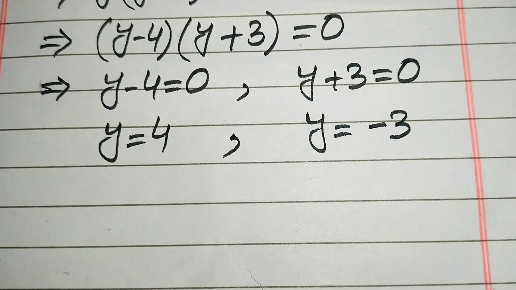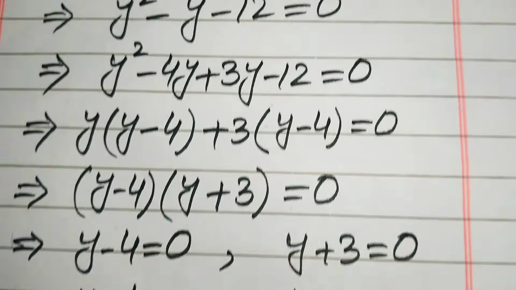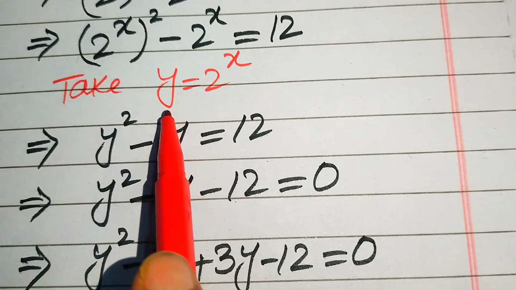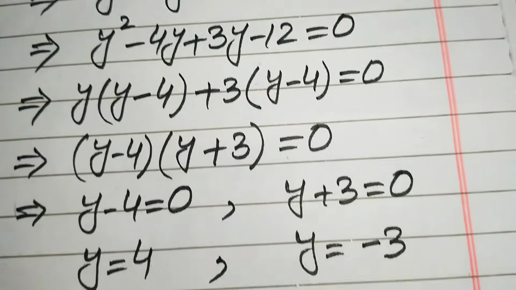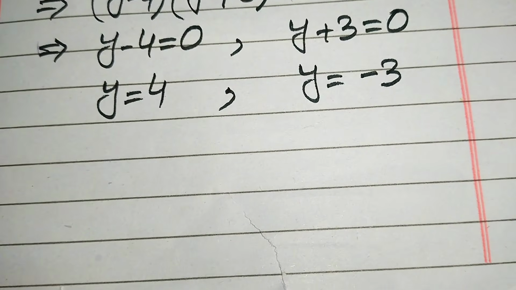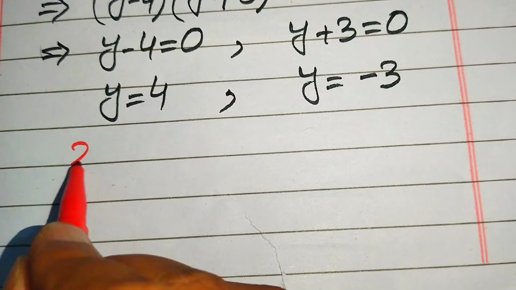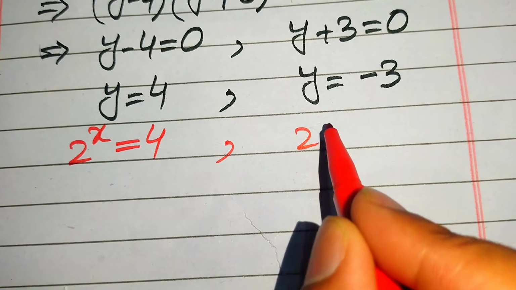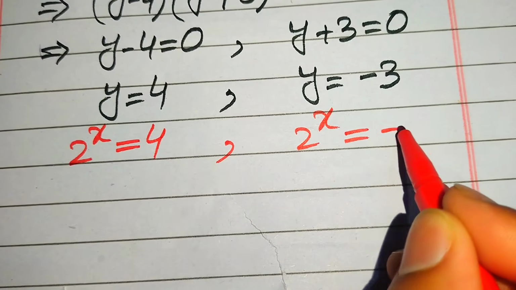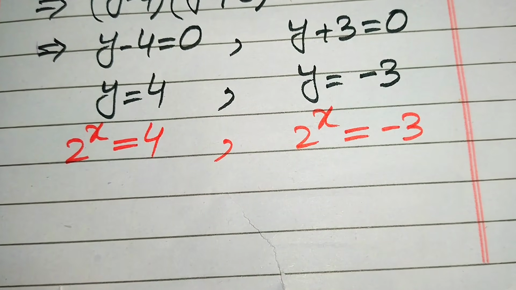And now we move backward, and we substitute the value of y. You see that at the start of the problem we took y is equal to 2 to the power of x. So we back substitute this value of y, and when we put it here, it becomes 2 to the power of x is equal to 4, and from here we have 2 to the power of x is equal to minus 3. So now first we discuss the second case.